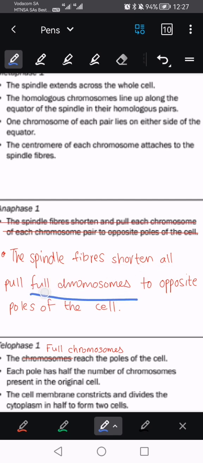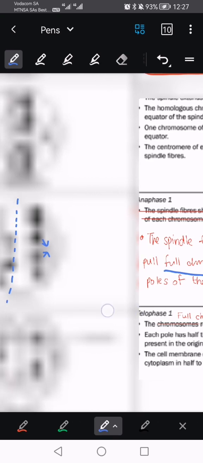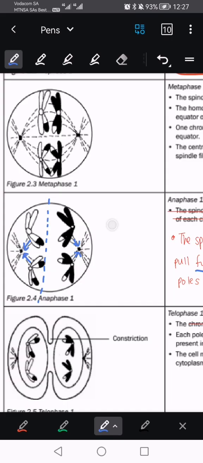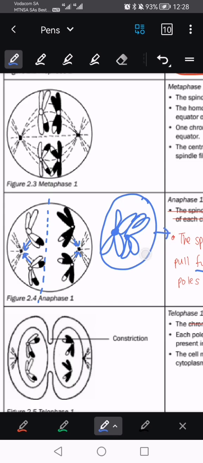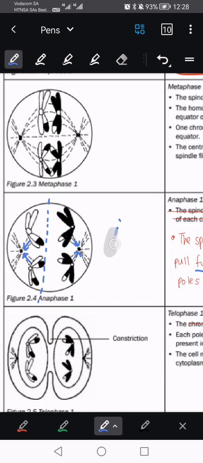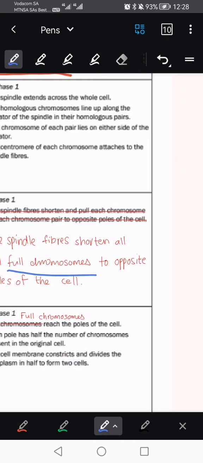The spindle fibers shorten and pull full chromosomes to opposite poles. Now they're not pulling homologous pairs. You need to understand why I say that. Because if you say in the exam that they are pulling homologous pairs, let me illustrate what you are saying. Just pretending that it's a nice drawing, you are saying that two sets are being pulled together. That is not the case. It is full chromosomes. You need to understand the difference in the wording. That is very important because it changes at NSC level.